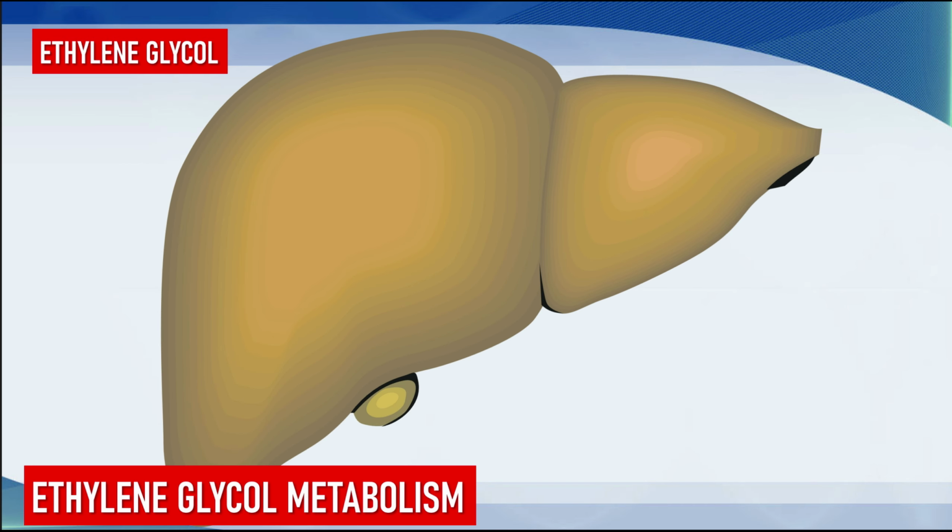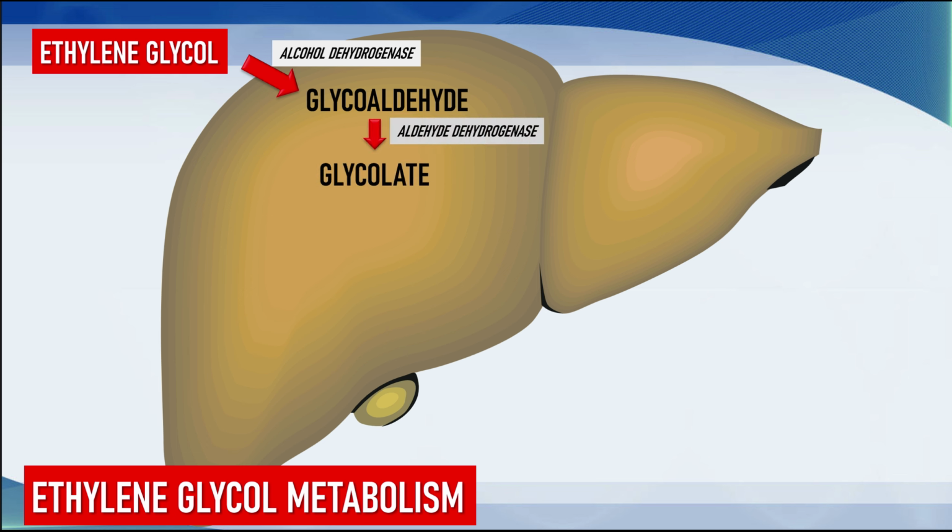Ethylene glycol is also partially metabolized by alcohol dehydrogenase to glycoaldehyde. And glycoaldehyde is broken down by aldehyde dehydrogenase to glycolate and then glyoxylate and subsequently to oxalate and glycine. These are all really toxic chemicals.